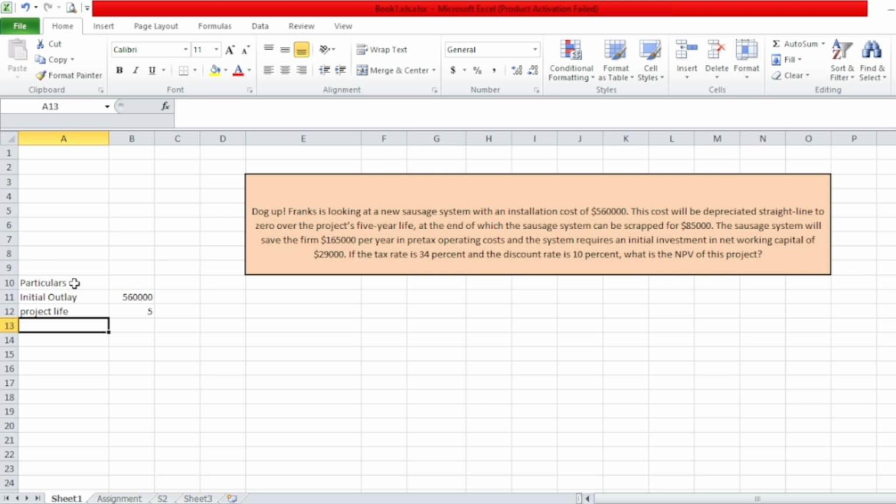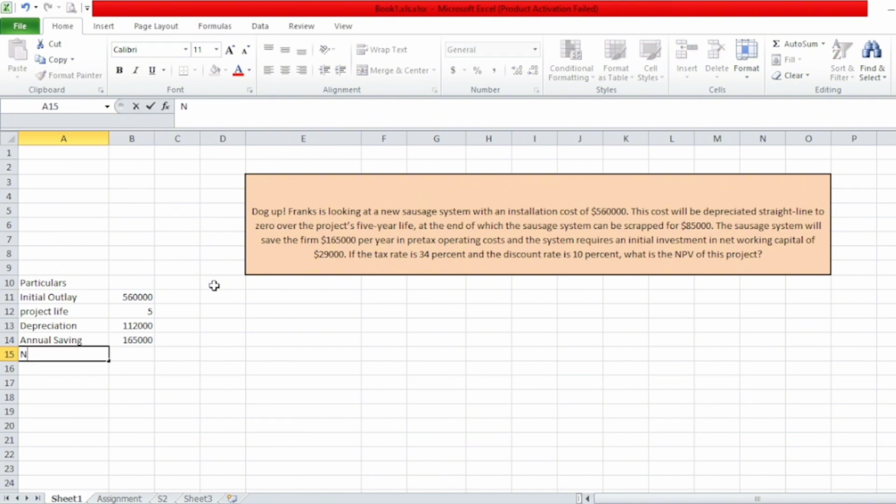We can find out the depreciation from here. As we know, in the straight line method, we can easily find the depreciation by initial outlay divided by project life. So this is our depreciation annually. And then we have annual savings for each year, which is 165,000.